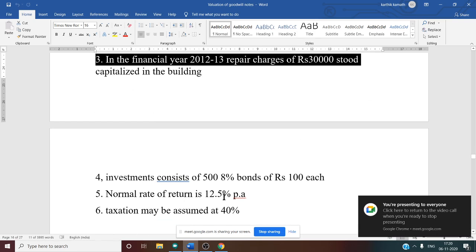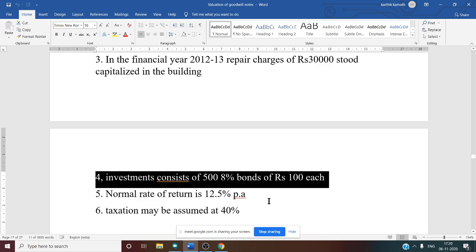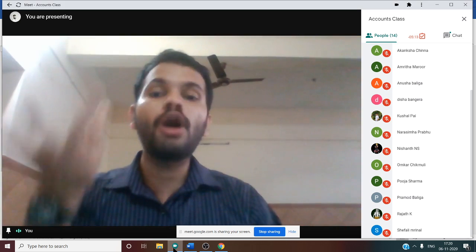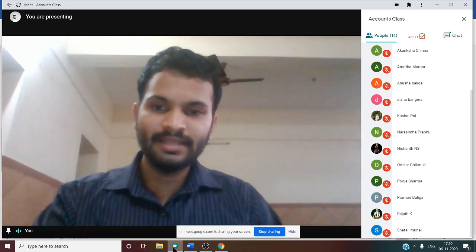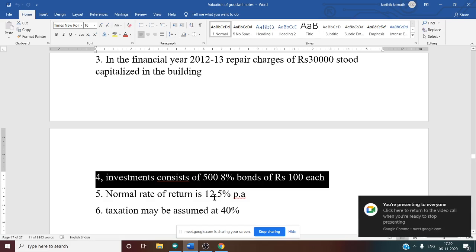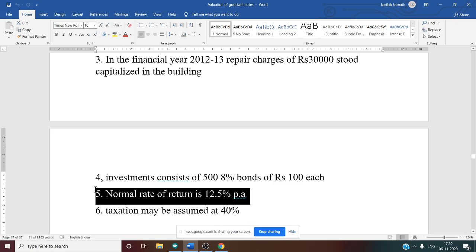Next, the fourth one: investment consists of 5, 08% bond of 100 each. So now investment is a non-business asset. Very clear. Why? Because they have mentioned a bond. They have not given what type of bond. Let us assume it is a government bond. Whenever there is a government bond, it is external. It is not related to the company's business, and it is a non-business asset investment. Whatever income you are deriving from a non-business asset becomes non-business income, and that you are going to deduct from the profit.